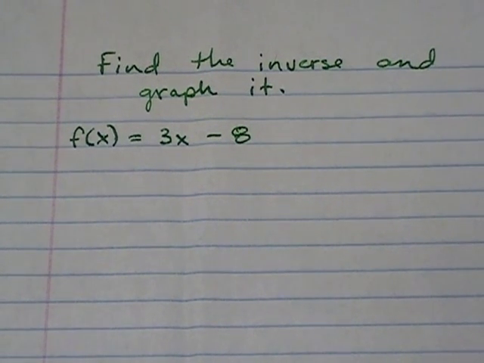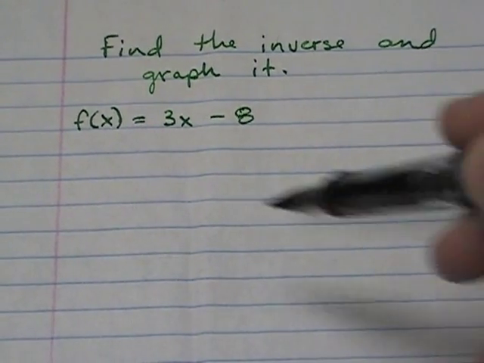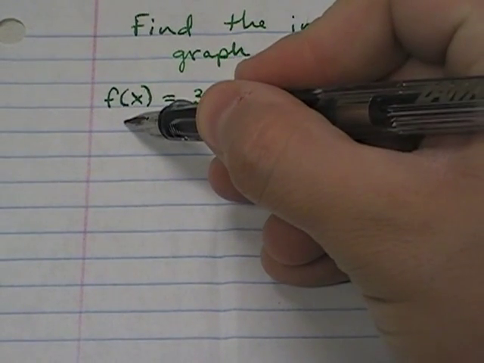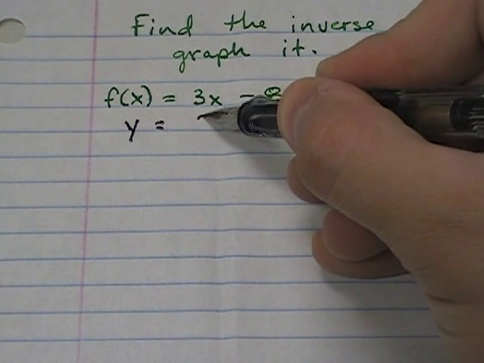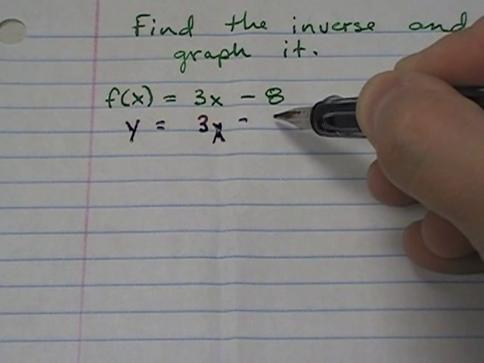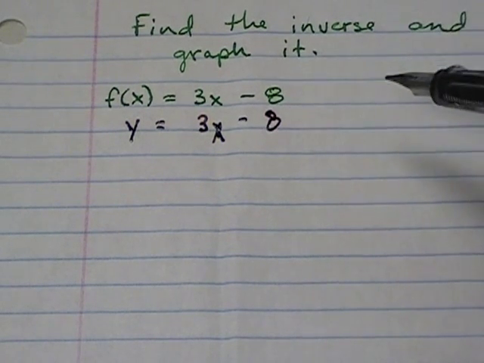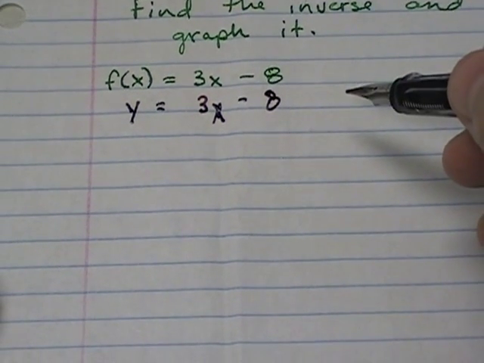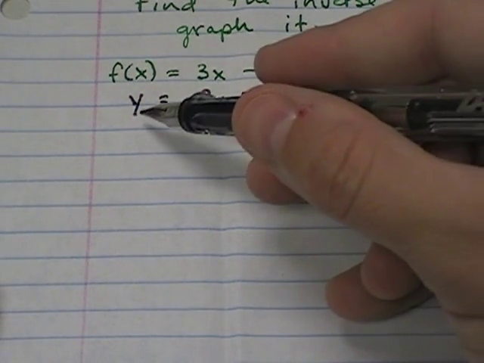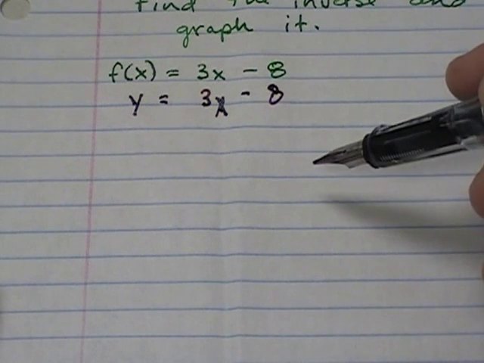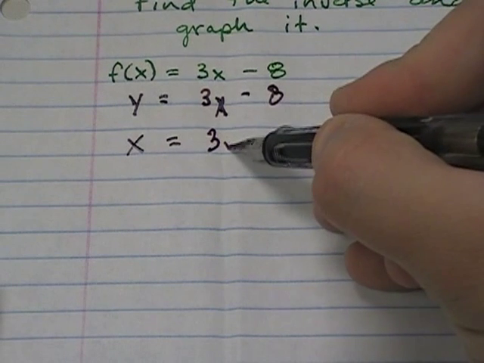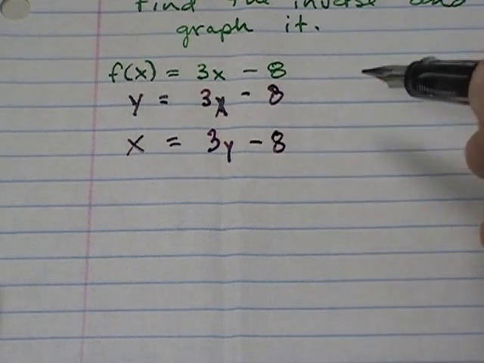So what I want to do is first just start with a simple equation. This is the equation of a line. And the easiest way to find the inverse of a function is first rewrite this not in function notation. Okay? So y equals 3x minus 8. That's the first step. Rewrite it not in function notation. The second step is to swap x and y. Swap your independent and dependent variables. So we get x equals 3y minus 8.